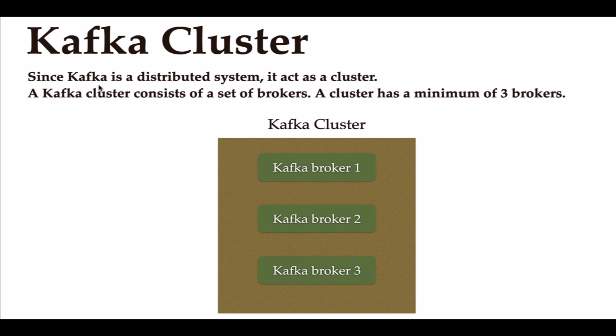Well, as we know, Apache Kafka is a distributed system, right? It acts as a cluster. Kafka cluster consists of a set of brokers. A cluster has a minimum of 3 brokers. If you look at the diagram over here, a Kafka cluster consists of one or more brokers, and it is recommended that you have at least 3 brokers in a Kafka cluster in production. All right, so just remember, a Kafka cluster consists of one or more Kafka brokers.